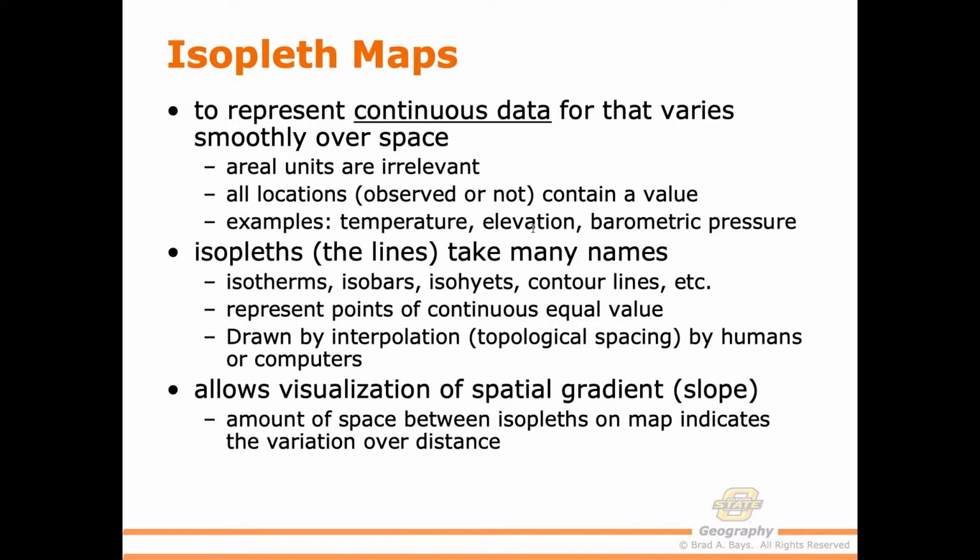But it can also be things like temperature. We would call those isotherms. Barometric pressure we would call isobars. Rainfall we would call isohyets, contour lines, etc.